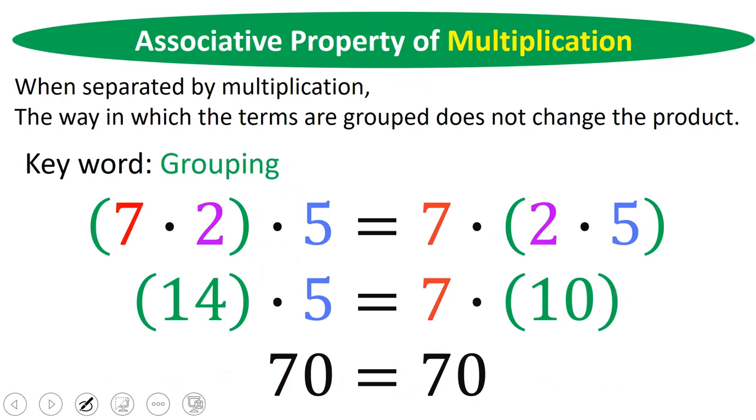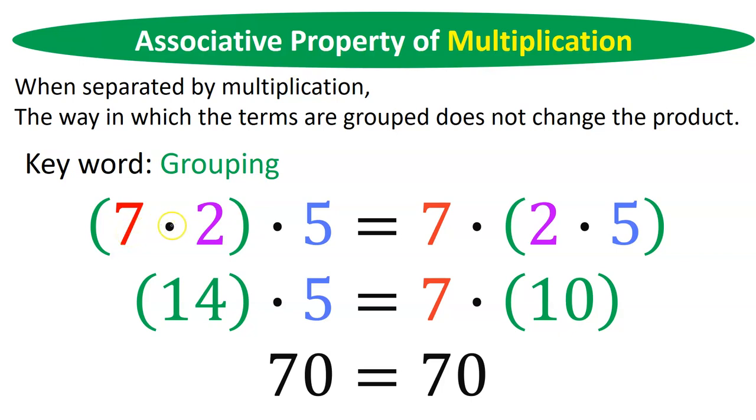Now let's think about the associative property of multiplication. When separated by multiplication, the way in which the terms are grouped does not change the product. So the key word here is about grouping. So just like there was the associative property of addition, there's also the associative property of multiplication.